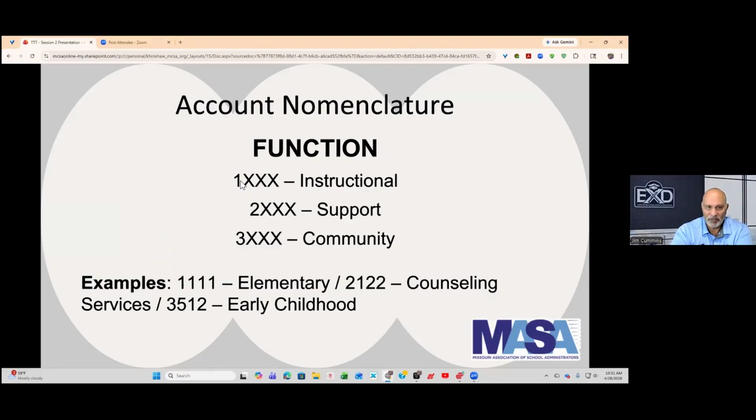So when you look at functions, the second grouping of the account code, anything that starts with a 1 is considered instructional. Anything that begins with a 2, the 2000s, are support services. And anything that starts with a 3 is considered a community service. So 1111 is your elementary function code. 2122 is counseling. And 3512 would be early childhood, something that is serving the community.